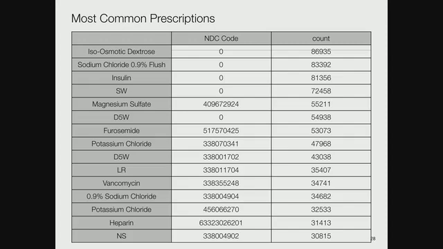Insulin, SW, I don't know, salt water, I don't know what SW is. Magnesium sulfate, dextrose 5 in water, furosemide is a diuretic, potassium chloride replenishes potassium that people are often low on. And then you go, so why is there this D5W and that D5W? And that's probably some data error in the system. Okay, one of them has an NDC code associated with it, and the other one doesn't, but probably should.